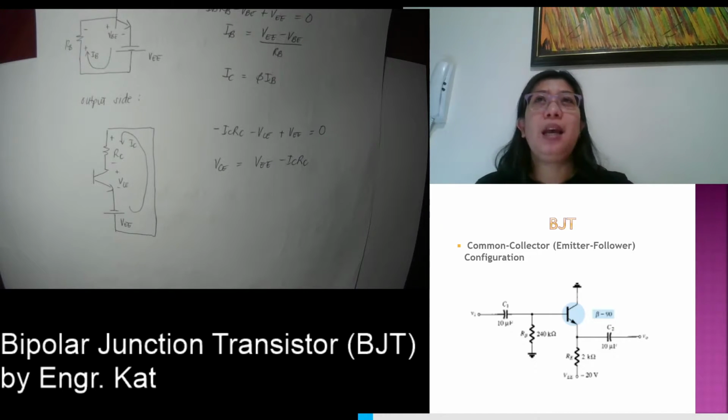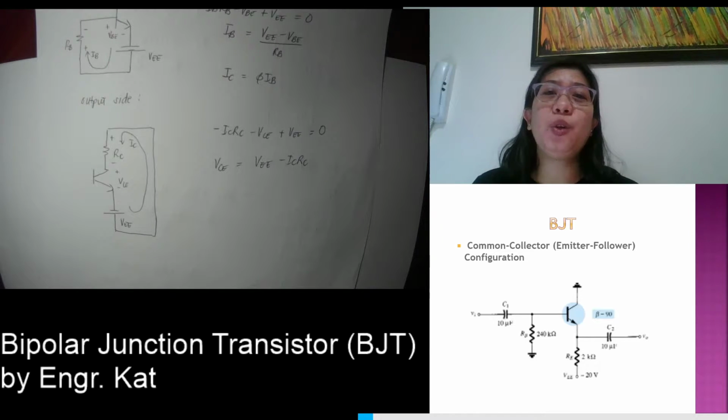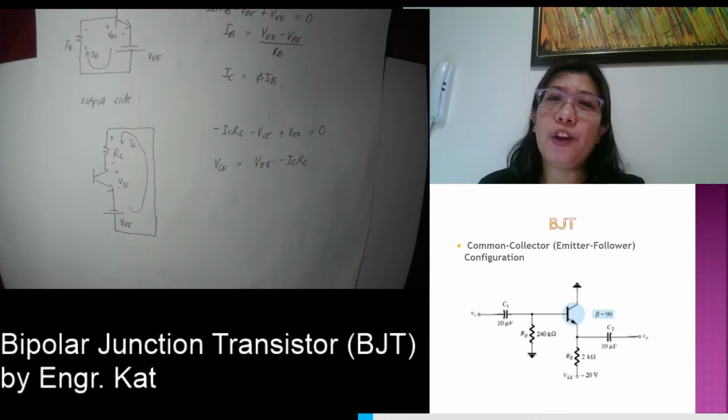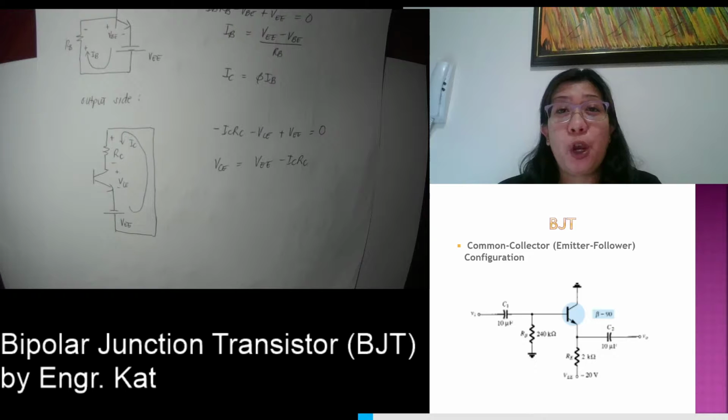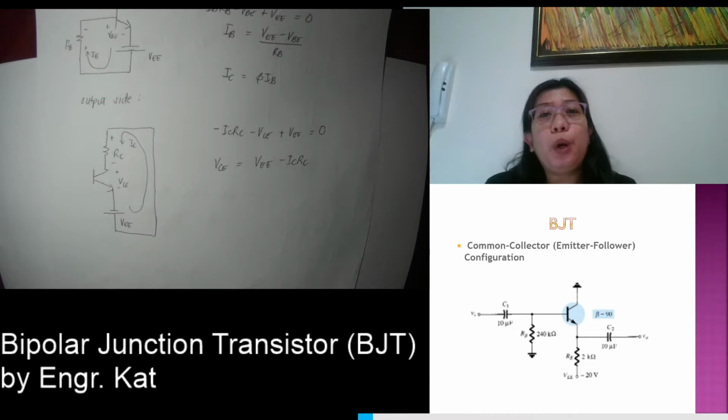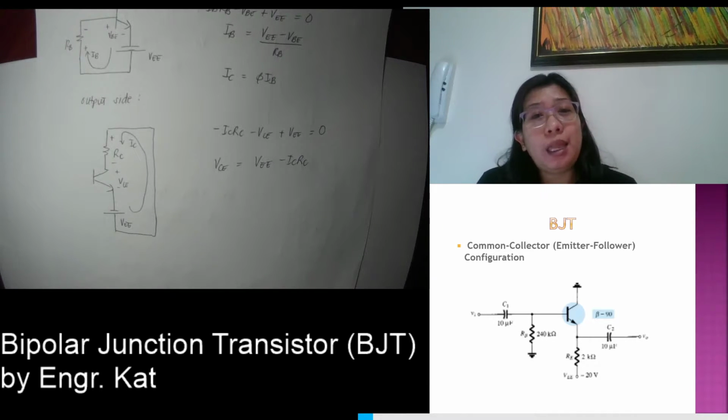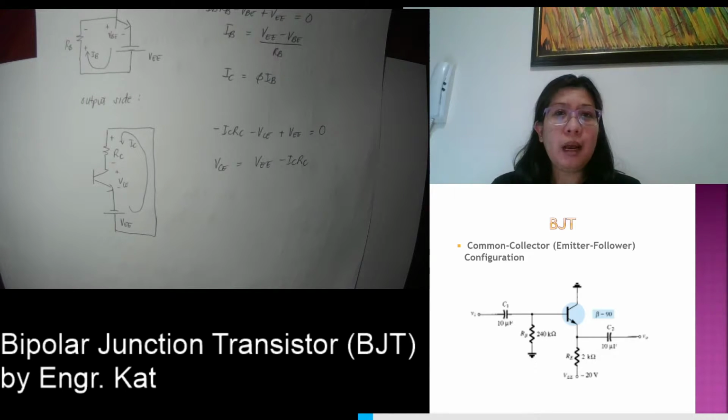And another thing is, it is not usually used as an amplifier because the output here is much lower than your input. In an amplifier, your output must be higher than your input. But using the common collector configuration, also called the emitter follower configuration, the output here is always smaller compared to the input signal. However, we cannot yet see this in this discussion because that will be discussed in the AC analysis part. So what we are going to do now is to again solve for its DC parameters.